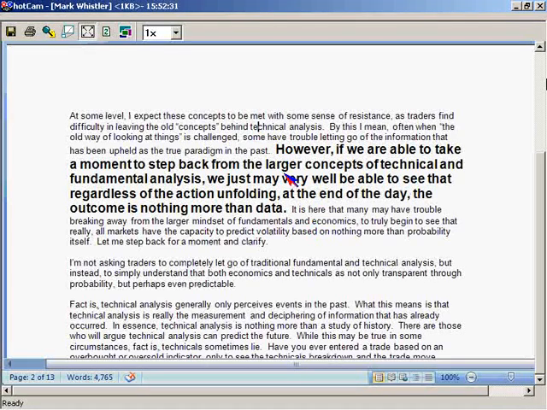Okay, so let's go back to our sentence here. However, if we are able to take a moment to step back from the larger concepts of technical and fundamental analysis, we just may very well be able to see that regardless of the action unfolding, at the end of the day, the outcome is nothing more than data.